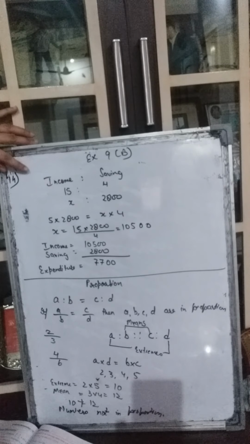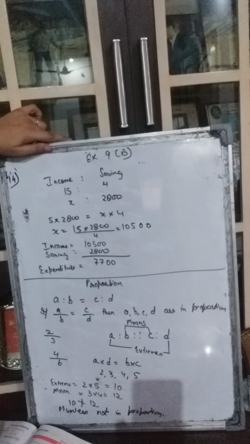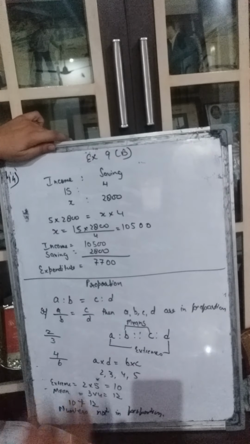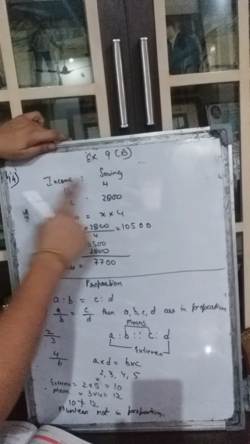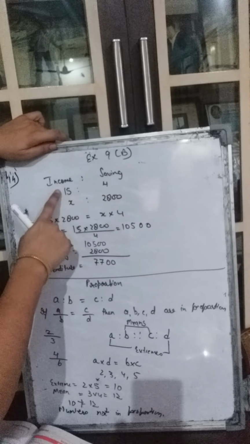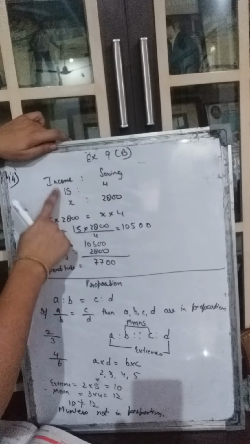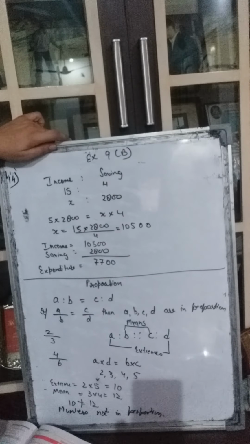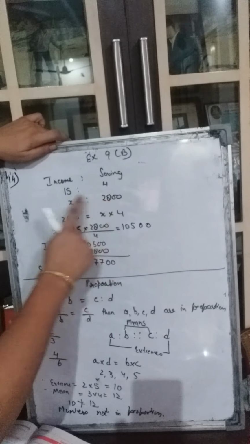Now girls, we come to the 14th question. The 14th question says that the ratio of the income to the saving of a family is 15:4. So there are two headings, income and saving, and the ratio is 15:4. 15 is the ratio of the income and 4 is the ratio of saving. They are saying find the expenditure if the saving is 2800. Saving is 2800. We do not know the income.